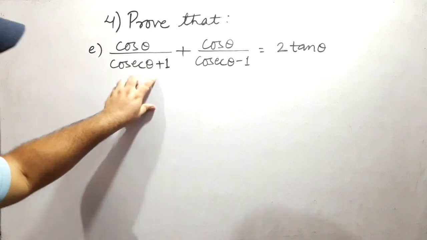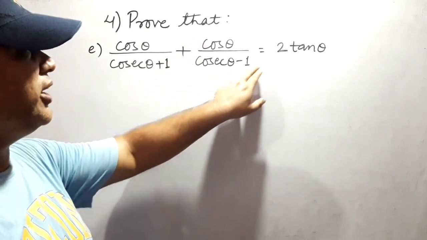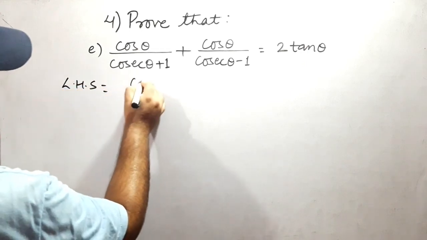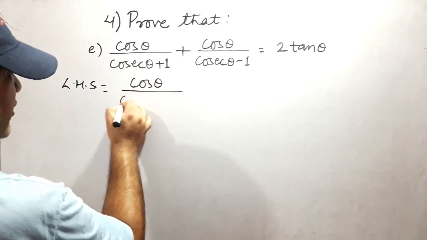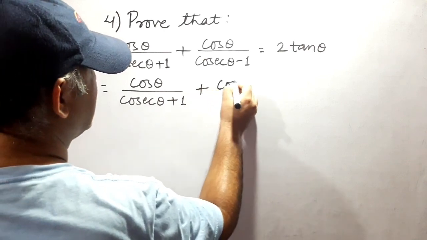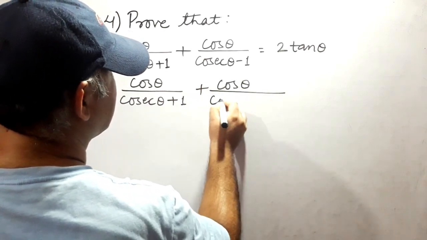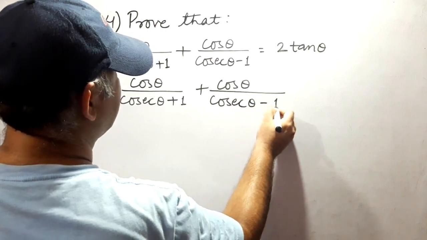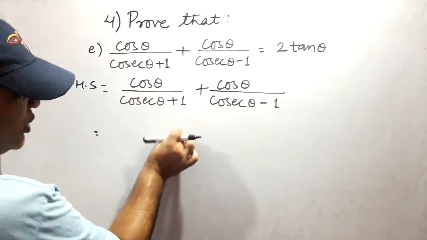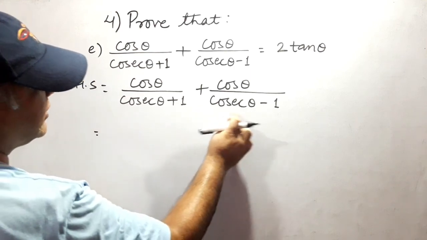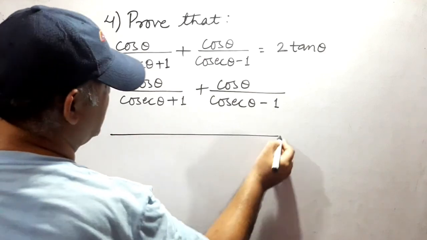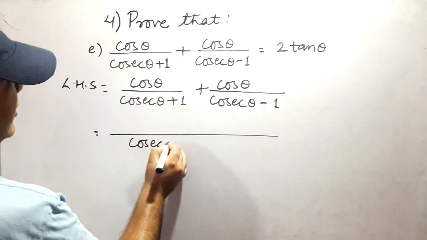Cos theta by cosec theta plus 1 plus cos theta by cosec theta minus 1 equals 2 tan theta. So taking the left hand side, cos theta by cosec theta plus 1 plus cos theta by cosec theta minus 1. While taking the LCM of these two expressions, we shall take both of them, since cosec theta plus 1 and cosec theta minus 1 are entirely different expressions. So let's take both expressions as their LCM.